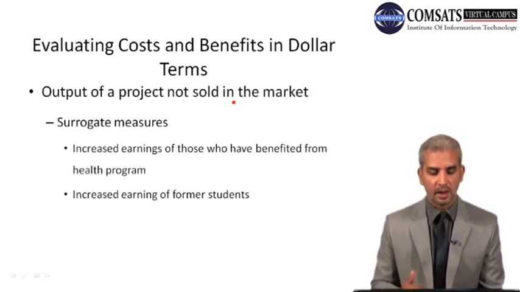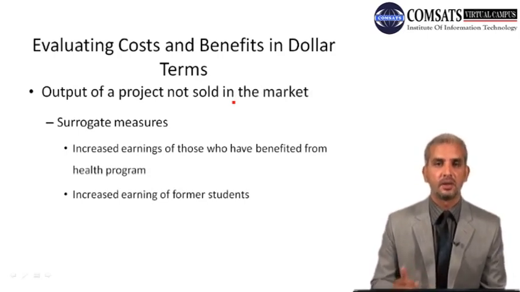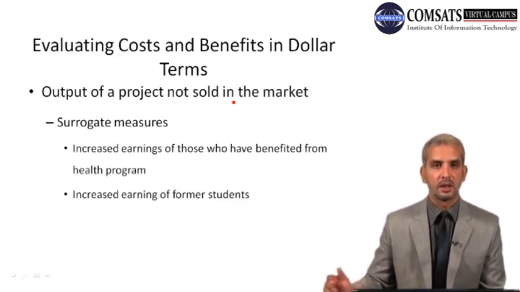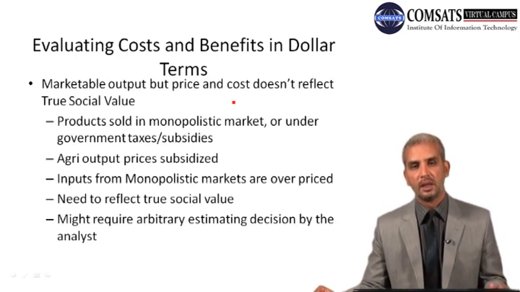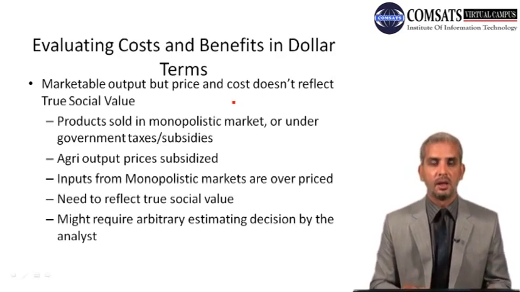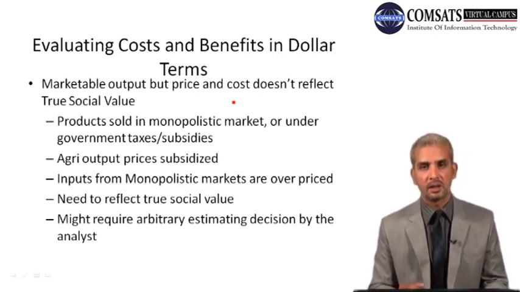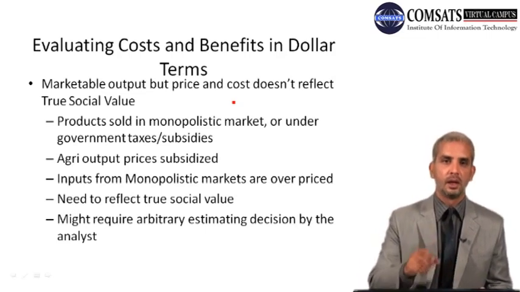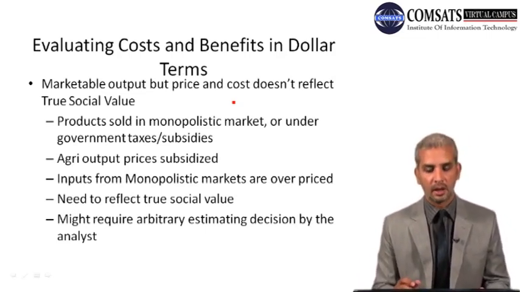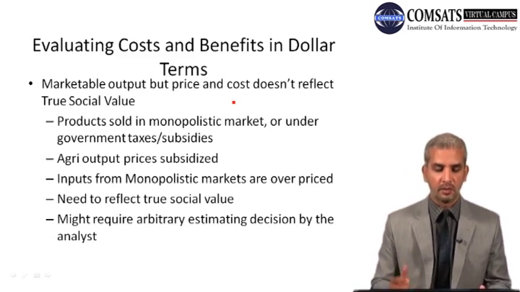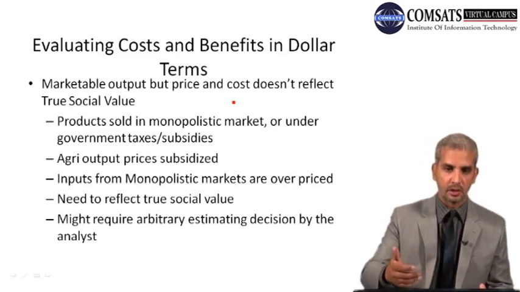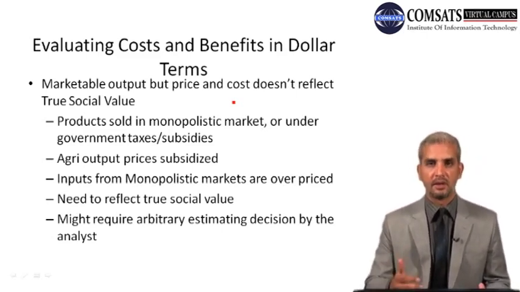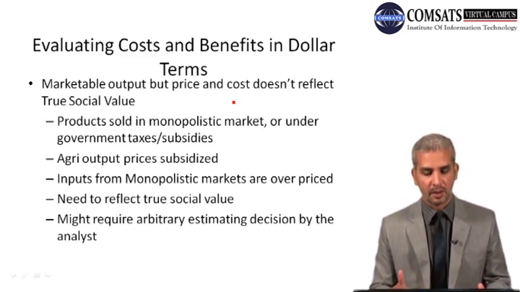In this scenario, in terms of health, we can look at the increased earnings of individuals after that health program, or in terms of education, the increased earnings of those former students. Then we also considered the scenario in which products are marketable, but there are certain inefficiencies, and the prices and costs do not reflect the true social prices, social benefit and social cost. For example, government subsidies to farmers distort what price should be included in the benefit, because the subsidy has distorted the actual marketable price.